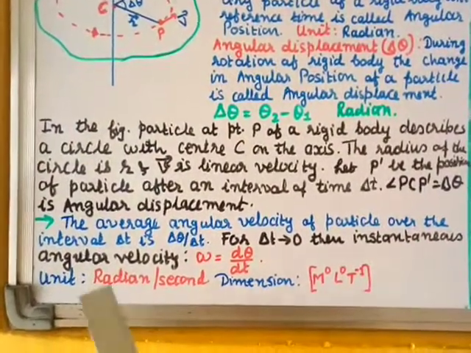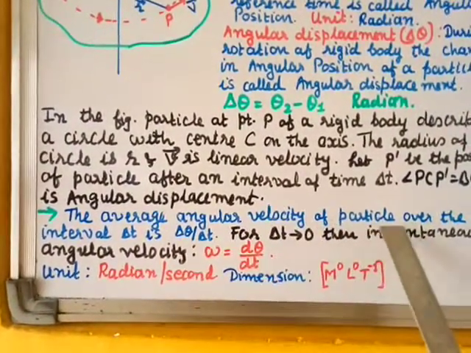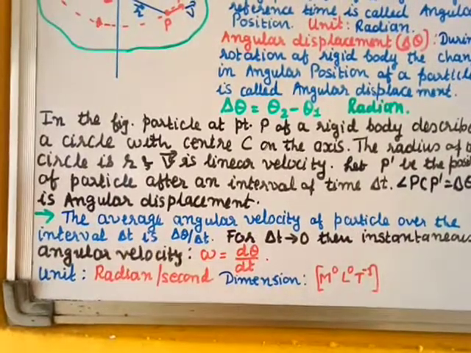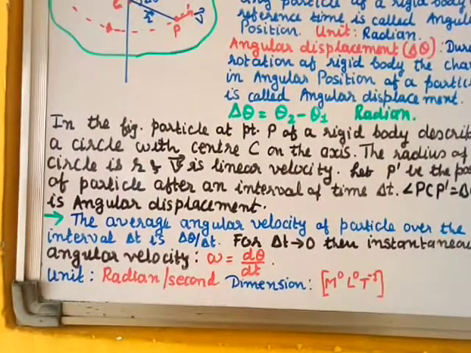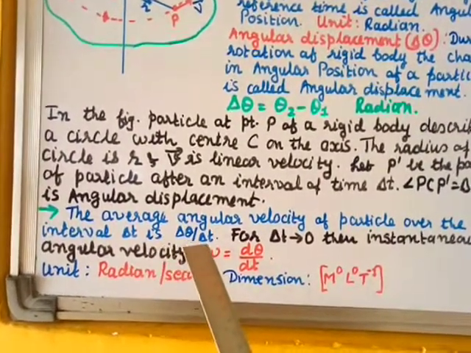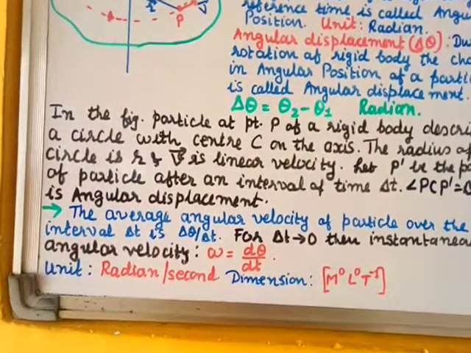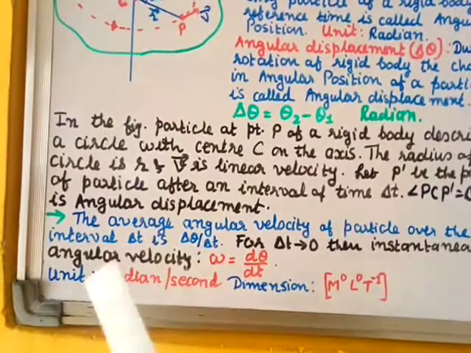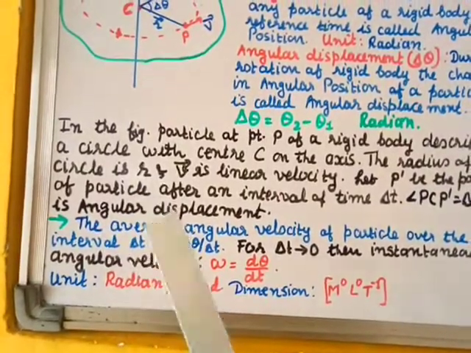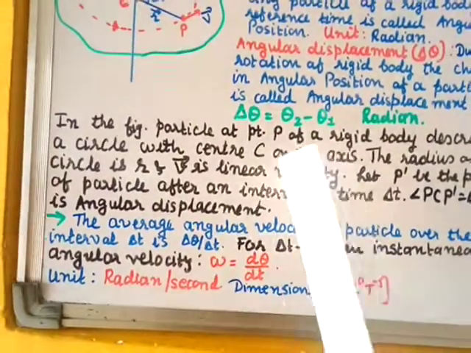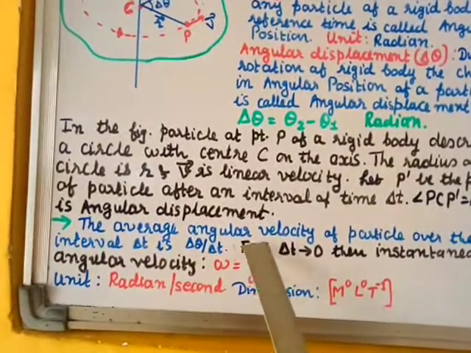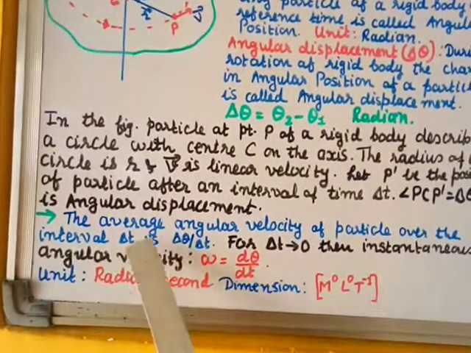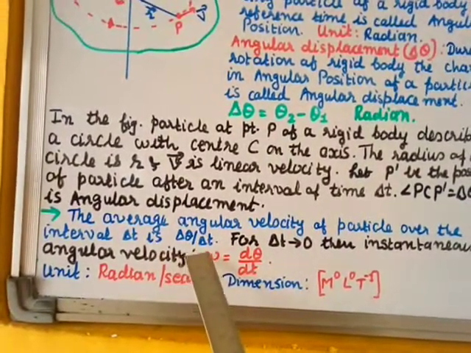Next, let us define the average angular velocity of a particle over the interval delta t. It is given by the change in angular displacement with respect to time, so delta theta by delta t. Because it is an angle, you can say the average angular velocity of a particle over the interval delta t is given as delta theta by delta t.